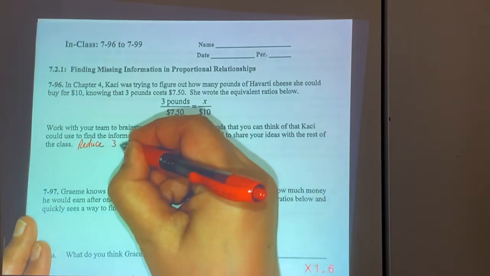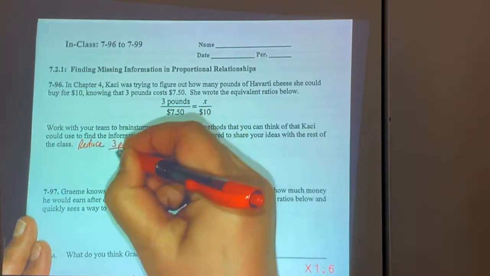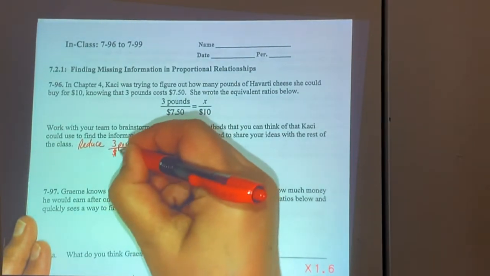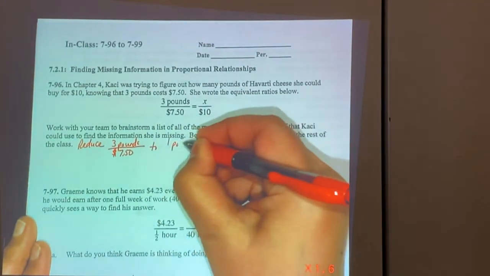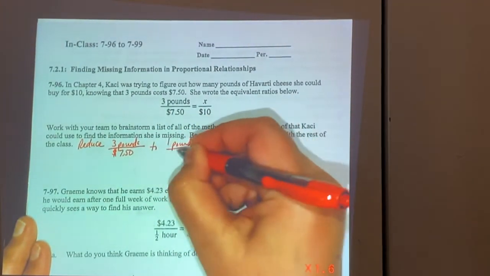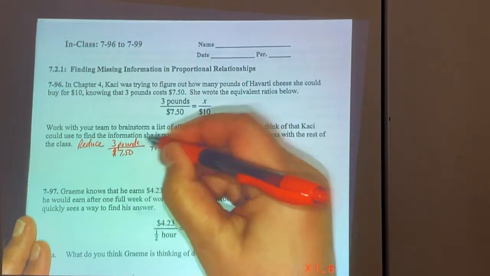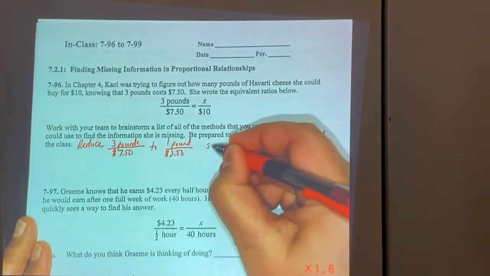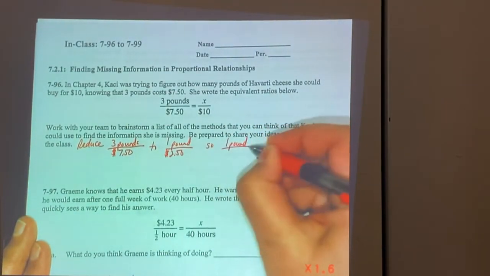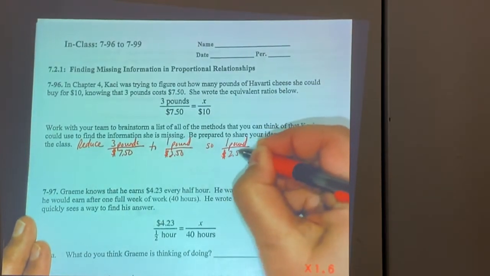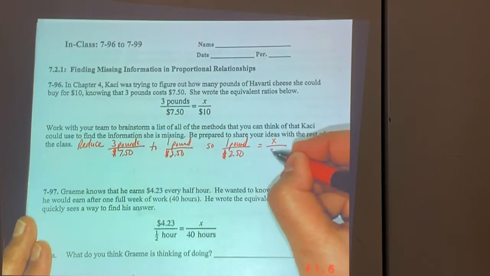the 3 pounds over $7.50 to 1 pound over $2.50. All I did was divide the top and the bottom by 3. So then I will take my 1 pound over $2.50 and set this equal to this X over $10.